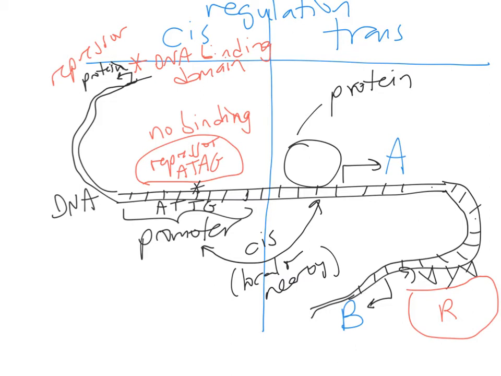We don't have a repressor anymore. So gene A will get transcribed. Gene B also doesn't have a repressor that can bind to ATAG, so it gets transcribed. So now we have a trans effect. One mutation over here is influencing genes that are far away, not just regulatory sequences like in this case, the promoter right next to this gene.